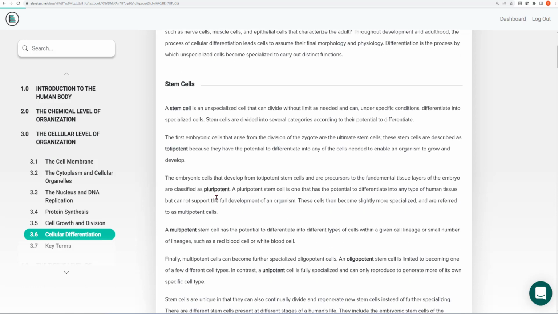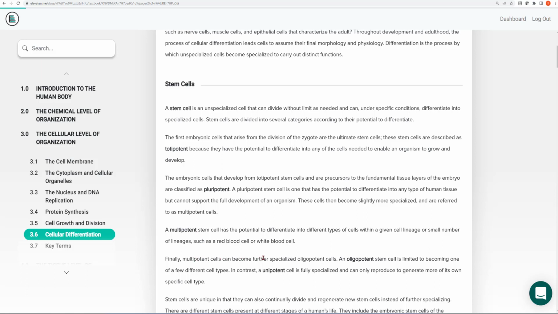From pluripotent cells, the cells are going to continue to differentiate, become different from each other, continue to specialize. And now we say that the cells are multipotent. So a multipotent cell would be a cell that can become different types of blood cells. Or a multipotent cell would be a cell that could become different types of connective tissues, but it can't become everything.